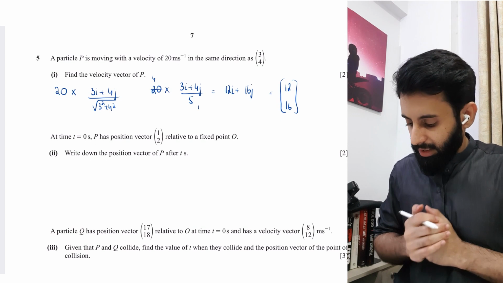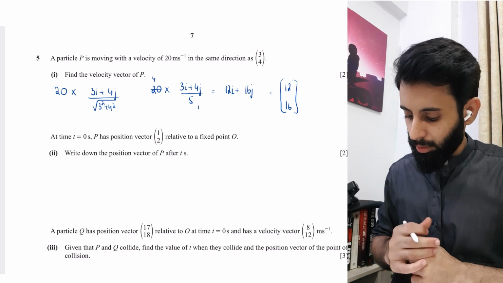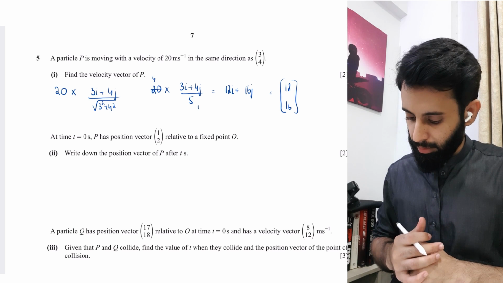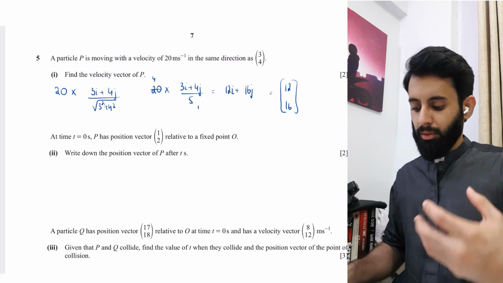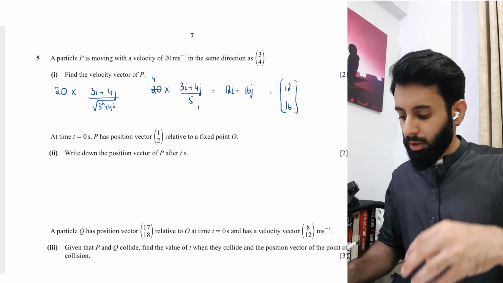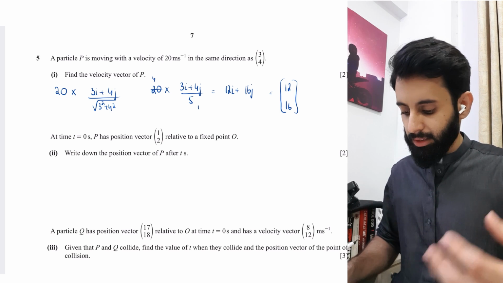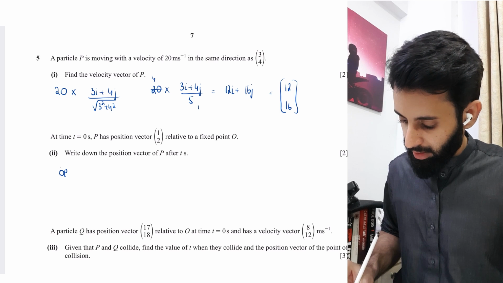All right, then it says at time t equals 0, p has position vector (1, 2) relative to a fixed point O. Write down the position vector of p after t seconds. So we're talking about particle p and we need to write down its position vector after t seconds. Remember, it's not starting from O, it's starting from a point other than O, which is (1, 2).